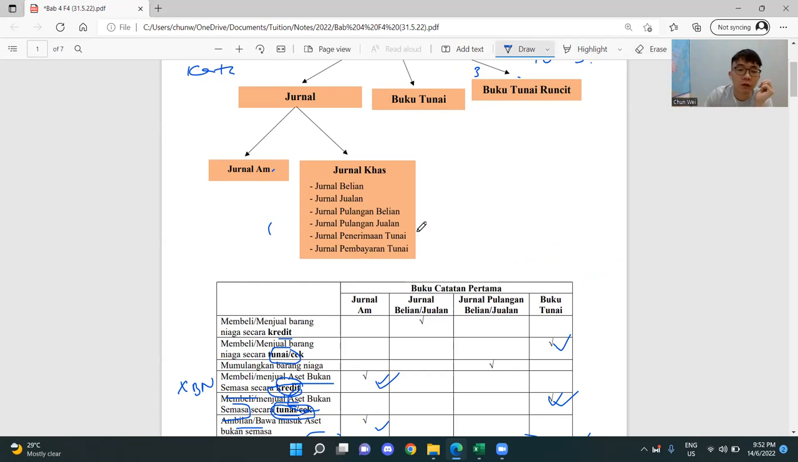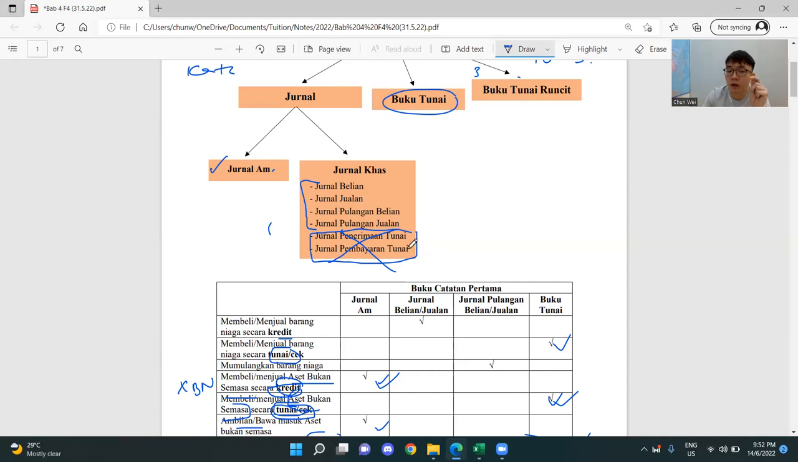All right. So now, I'm already done. All these are actually done, but you see there are another two things in the journal. And let me tell you now that we actually hardly use journal penerimaan tunai and pembayaran tunai. Why? Because instead of using these two, we actually use buku tunai.